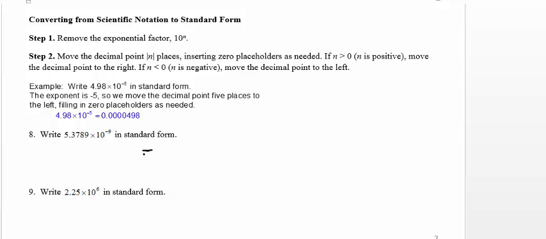So again, I copy the digits, and when I move the decimal point from between 5 and 3, I've moved 1 place to the left. I've got to add 8 zeros to move a total of 9 places to the left.